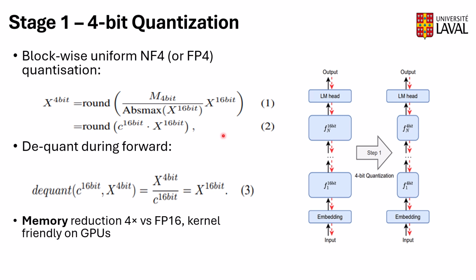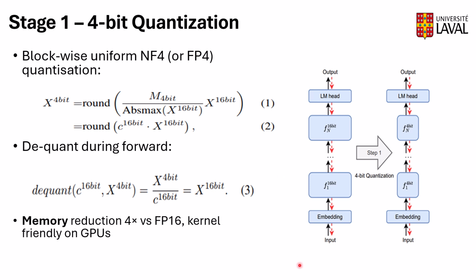The first stage of their method is a 4-bit quantization of the backbone. They use a blockwise uniform quantization method called NF4 or FP4. Each small block of 16-bit weights is rescaled by its absolute maximum, and then rounded into 4 bits as shown in equation 1. During the forward pass, the model applies dequantization on the fly, as shown in equation 3, to reconstruct approximate 16-bit activations. This compression reduces weight memory by about 4 times compared to FP16, while keeping computations efficient and friendly for standard GPUs.